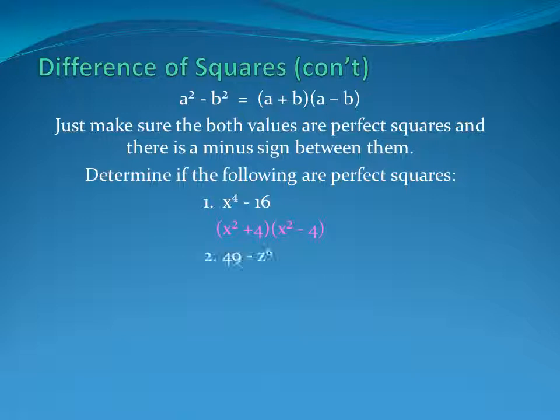Let's try another one. The answer is the sum of 7 plus z to the third times the difference of 7 minus z to the third. 49 is a perfect square, 7 times 7. Z to the 6th is a perfect square, z to the third times z to the third, and it had a minus sign between them. Let's try another one.